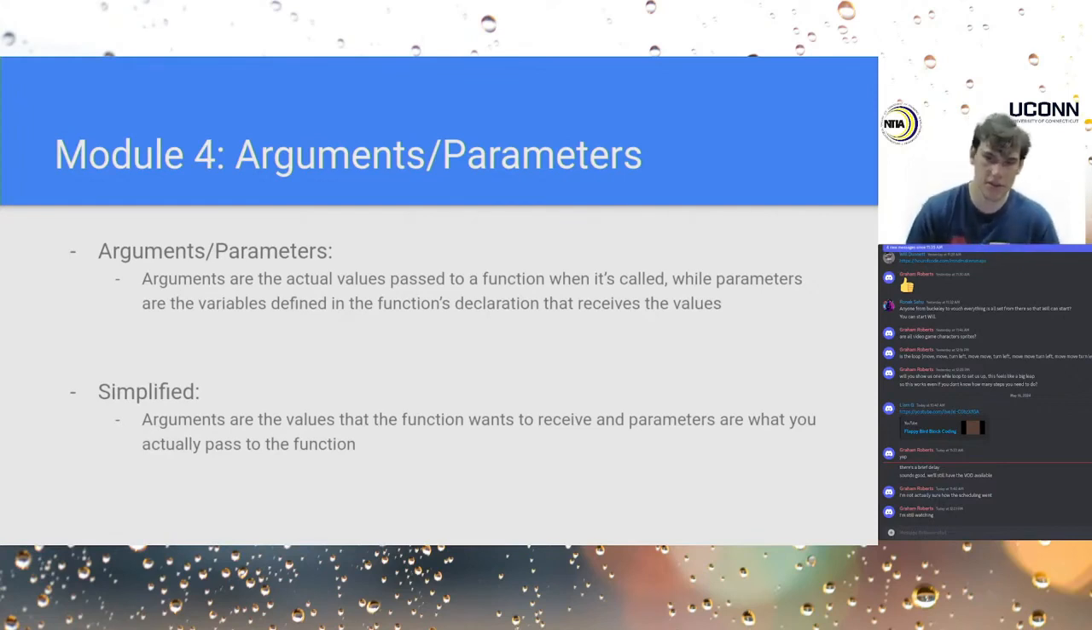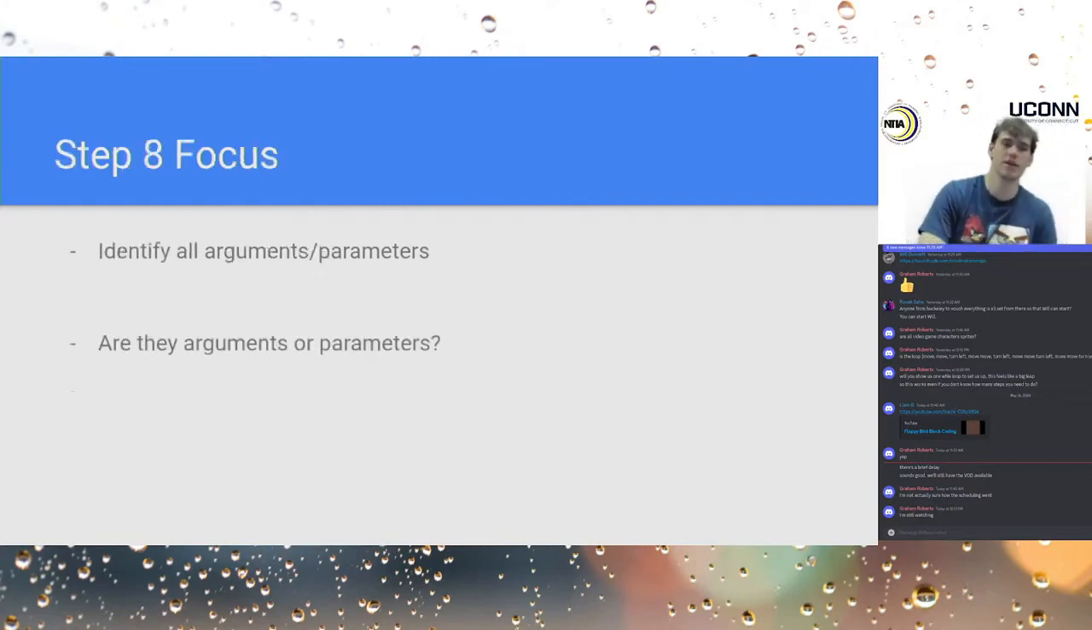And we're going to see this, and it's going to be explained much better in the modules. And then we'll be pros after. We're going to be programming pros after this whole thing. Step 8, focus. Identify all arguments and parameters. And I want you to identify, are they arguments or parameters? So identify every one of them and then identify which one of them they are.